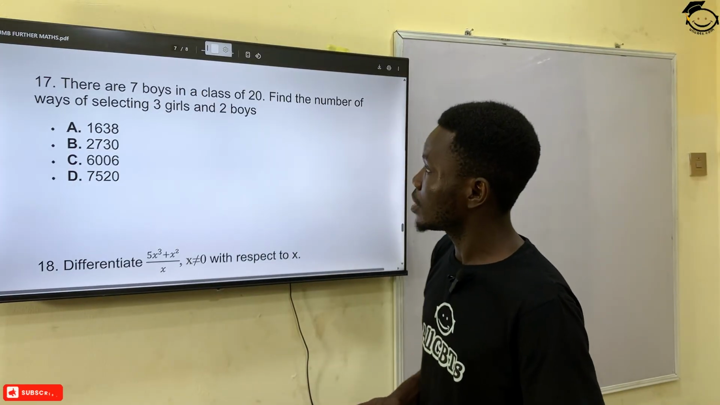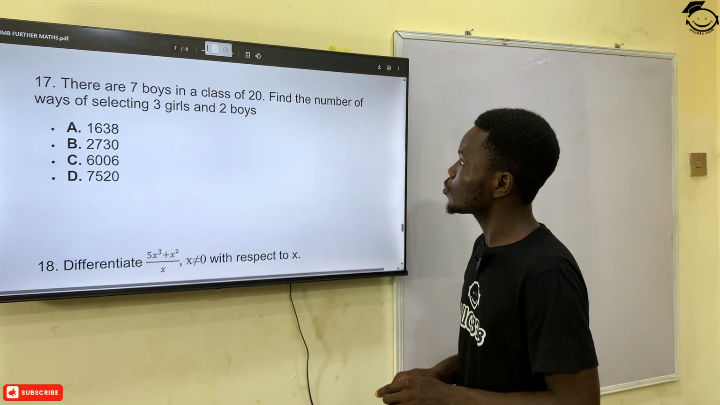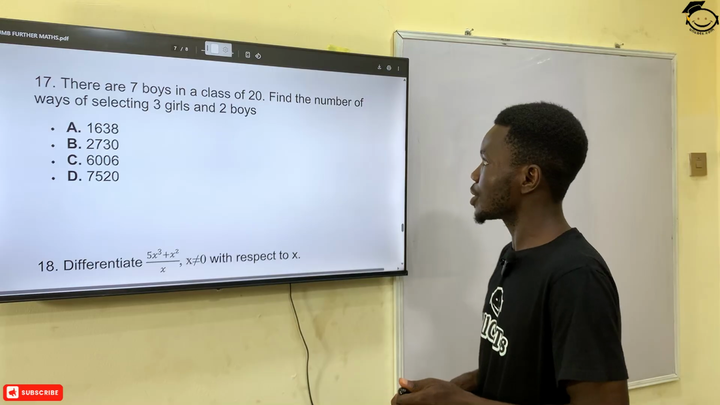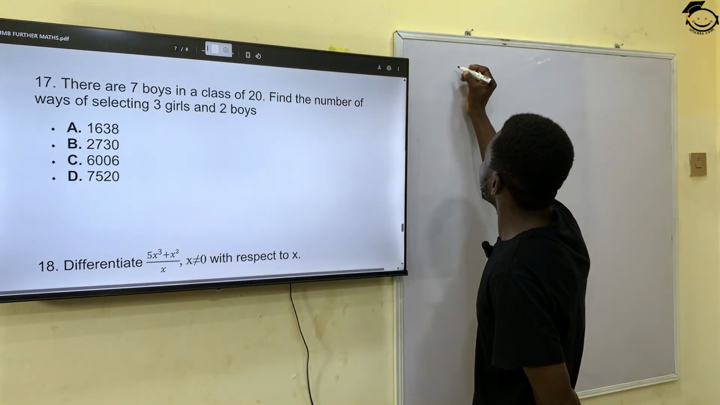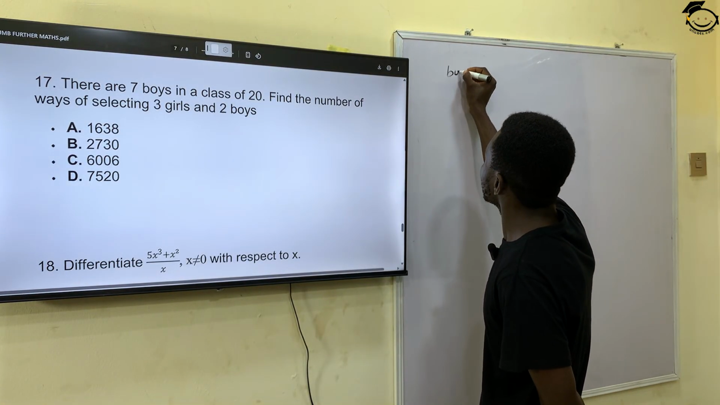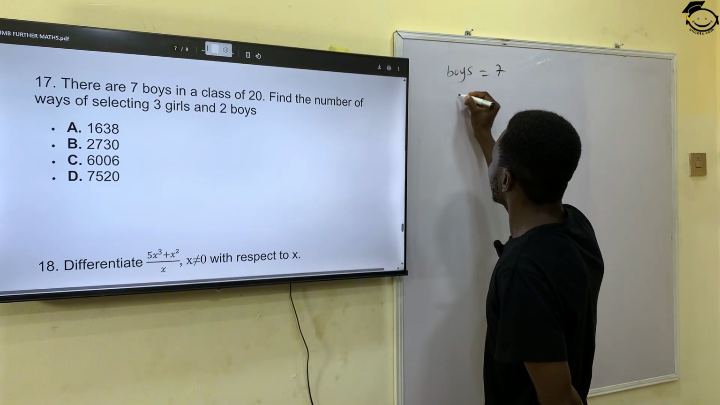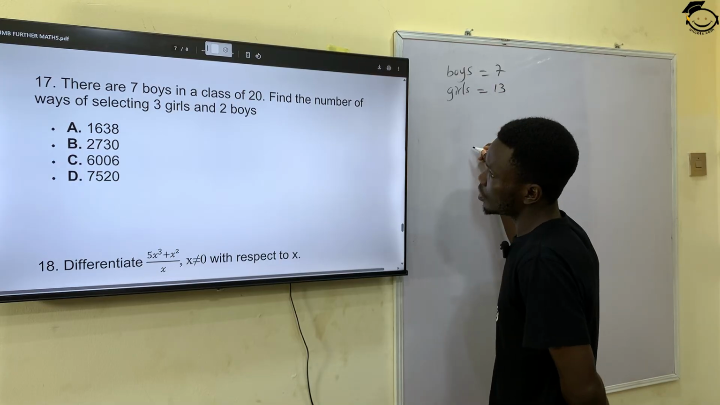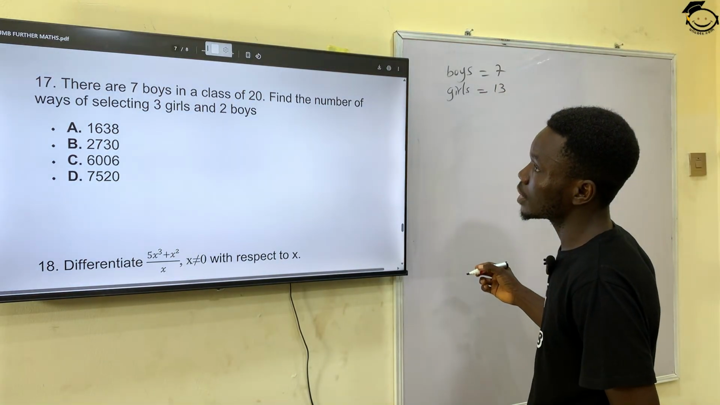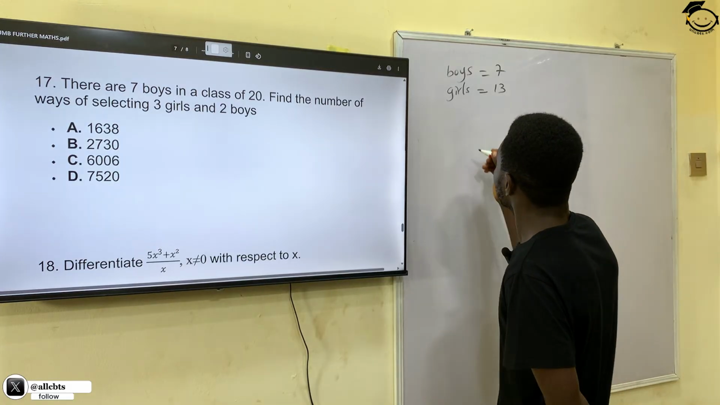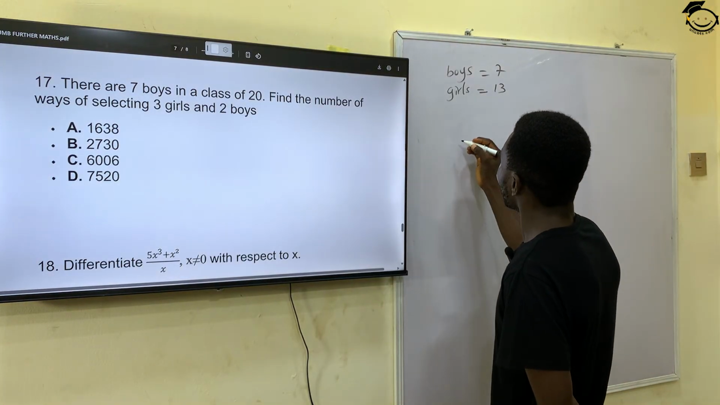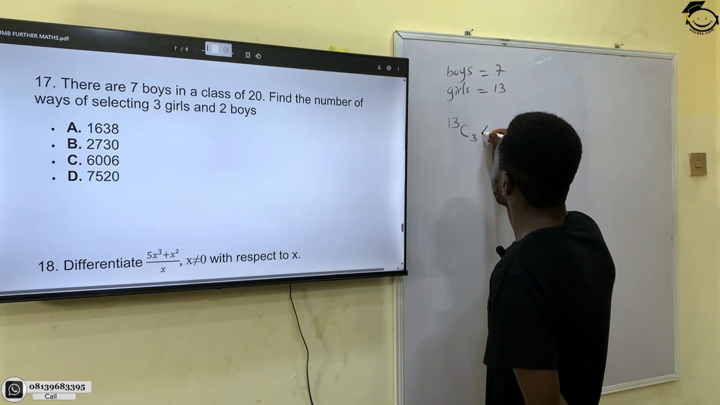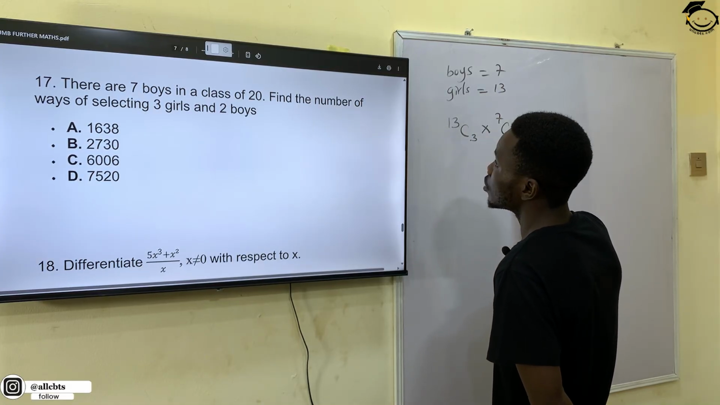So question number 17 says there are 7 boys in a class of 20. Find the number of ways of selecting 3 girls and 2 boys. Since the boys are 7, automatically it means that girls are 13. If you want to find the number of ways of selecting 3 girls and 2 boys, that is combination. It means what I'll be having is 13 combination 3 times 7 combination 2.